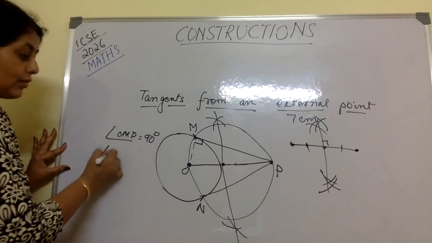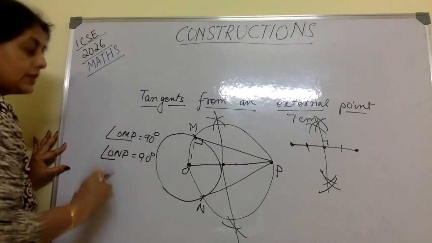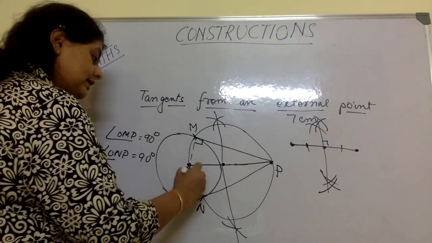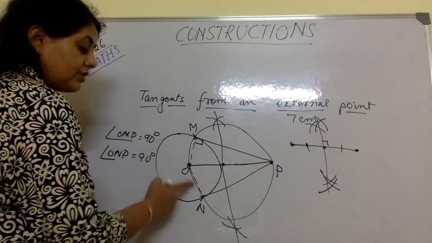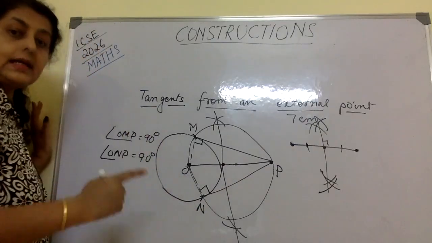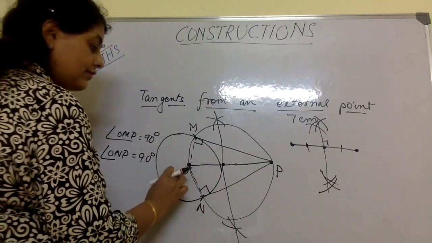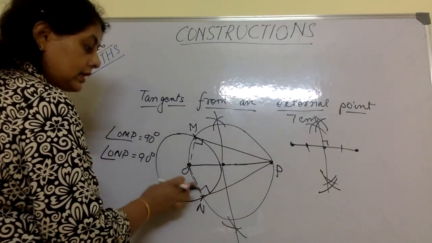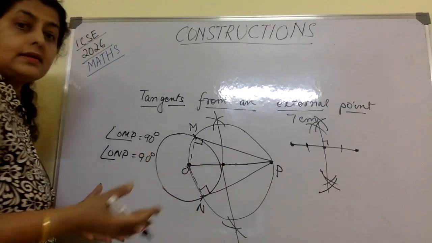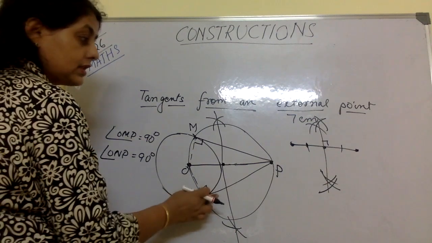Similarly, angle ONP is also equal to 90 degrees. So if I can get a line which is 90 degrees to the radius ON, then PN is the tangent. So it is based on this concept. This is why, for the bigger circle, this angle ONP is an angle in a semicircle. Okay, this is coming from your circles theorem.